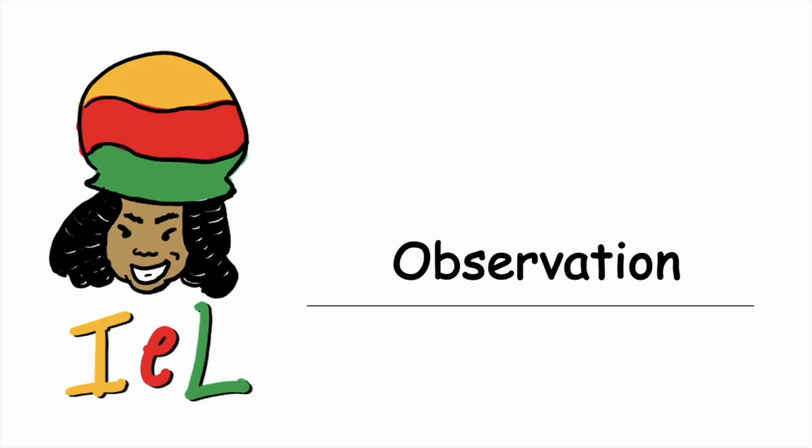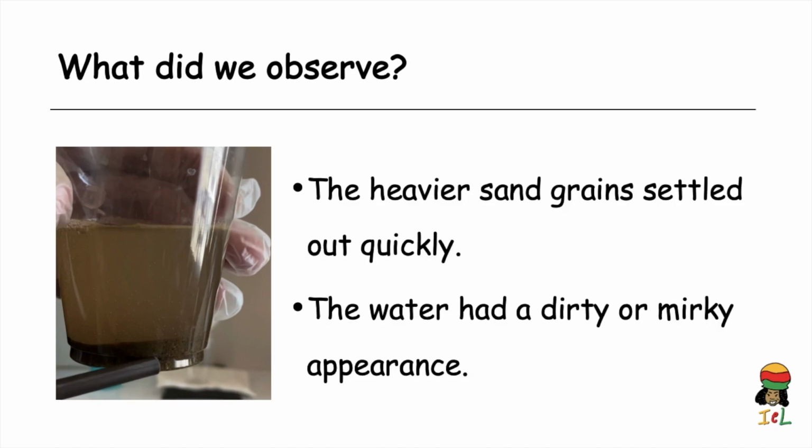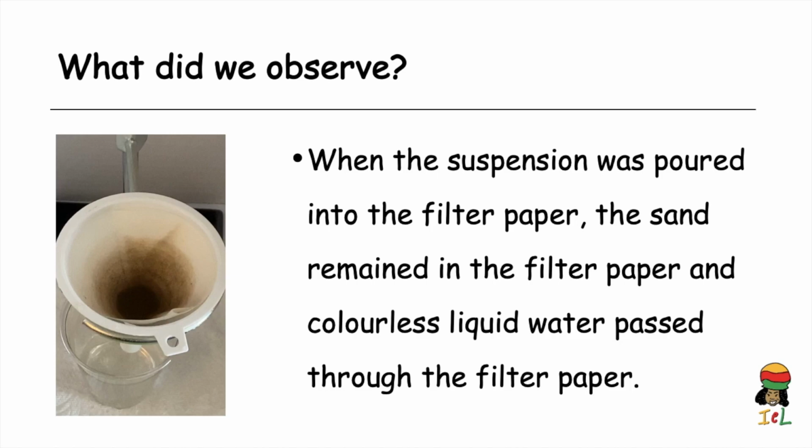Let us review the main observation points from the demonstration of the filtration technique. We started with a suspension mixture of sand and water. We observed that the heavier sand particles settled out quickly and the water had a dirty or murky appearance. After the suspension was poured over the filter paper, the sand was collected in the filter paper and the water passed through as a colorless transparent liquid.